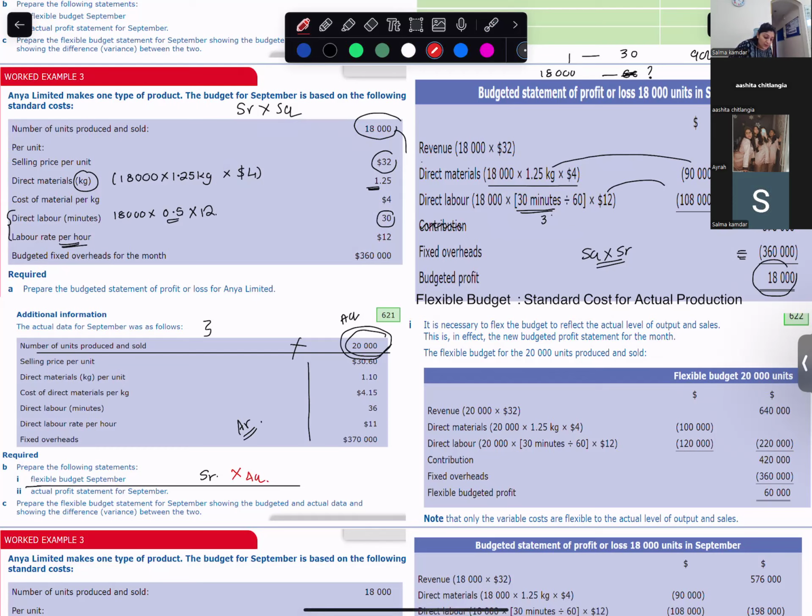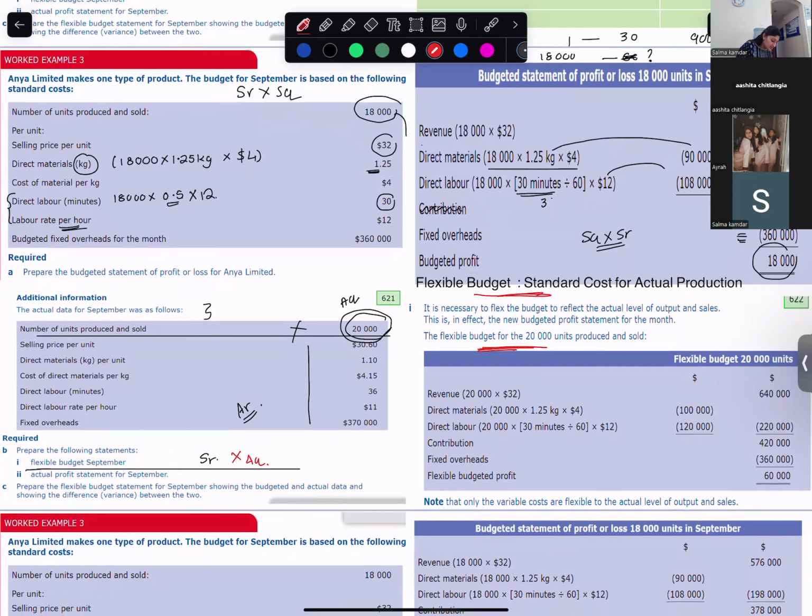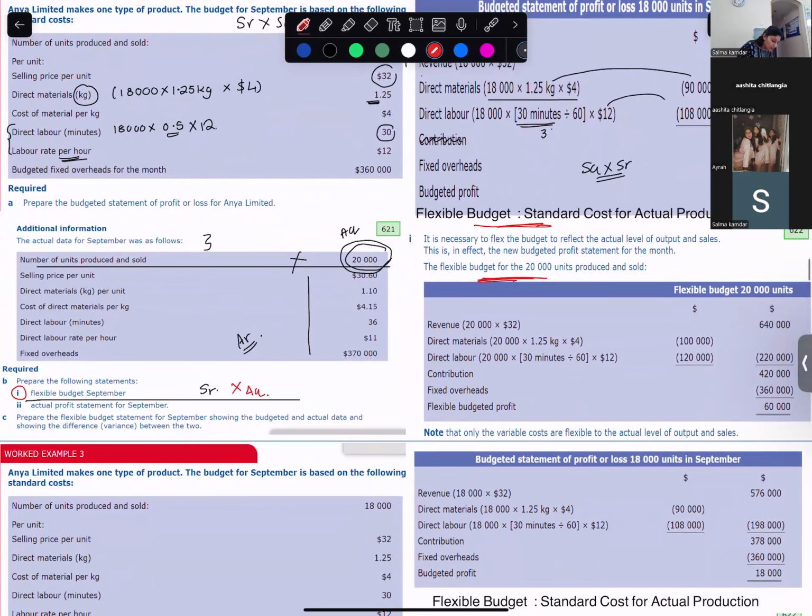So they want you to prepare a flexible budget for 20,000 units. This is your B1. And in your B2, they want you to prepare the actual profit statement for September. Please do it. I will wait for you. Okay.